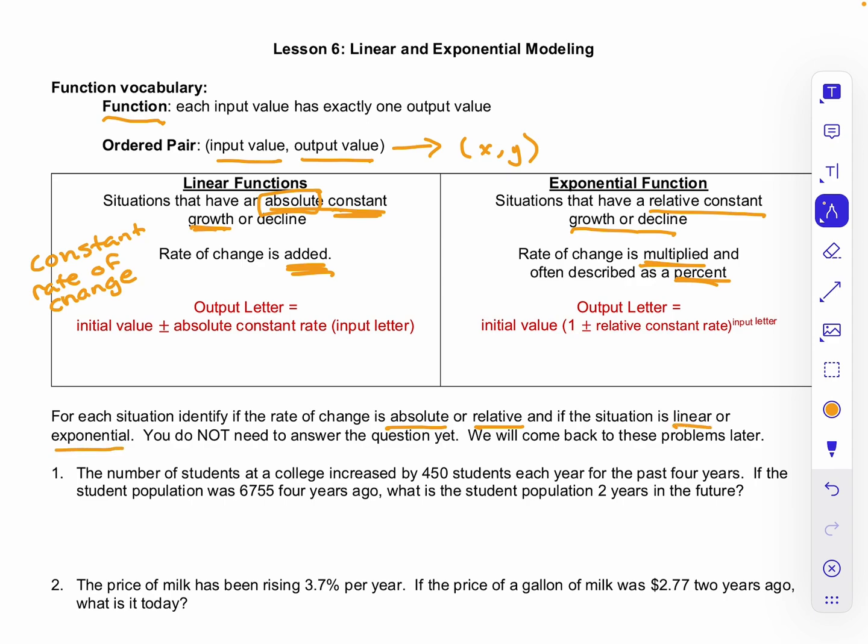We're not actually going to solve any problems here. We're not going to answer the questions. It's more just can I pick out and identify which is which situation? We're also going to add in, is it increasing or decreasing? Just sort of general characteristics.